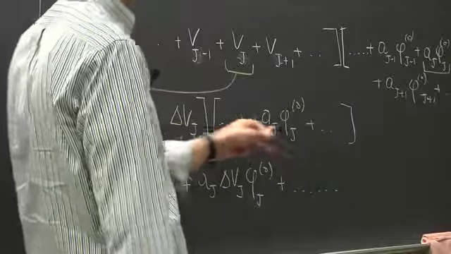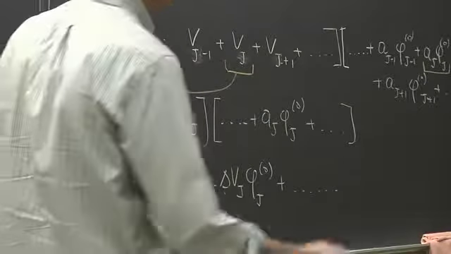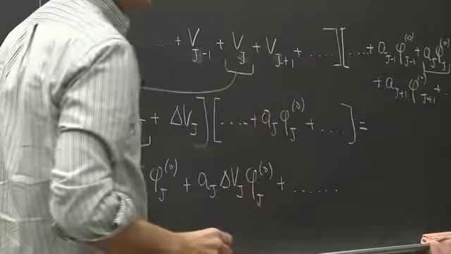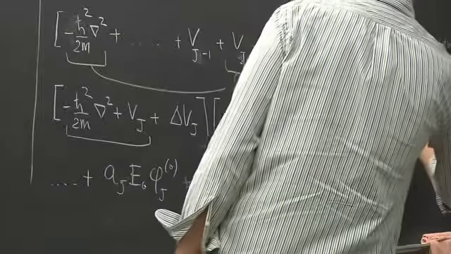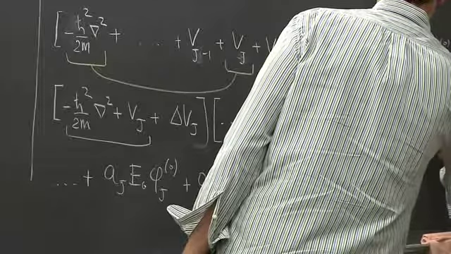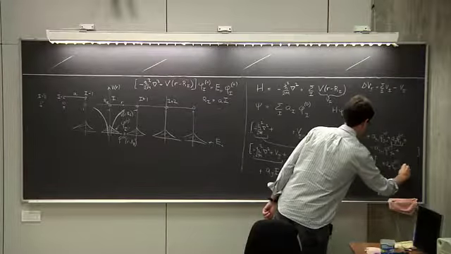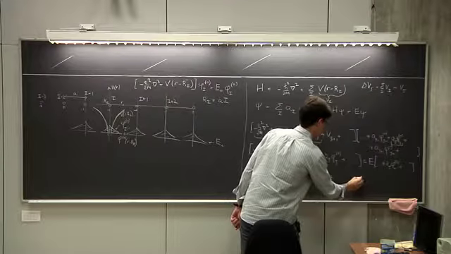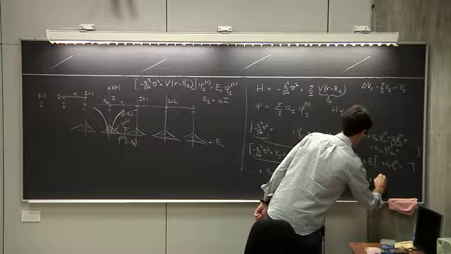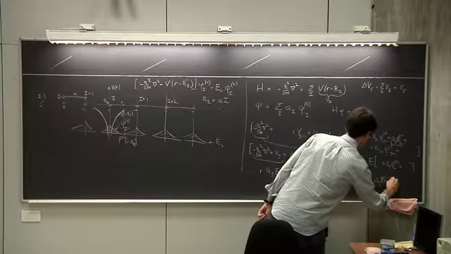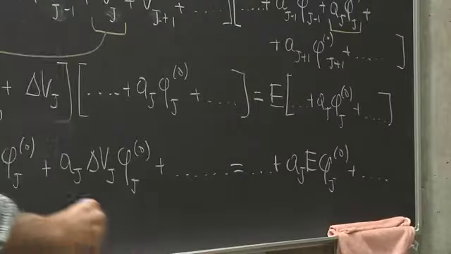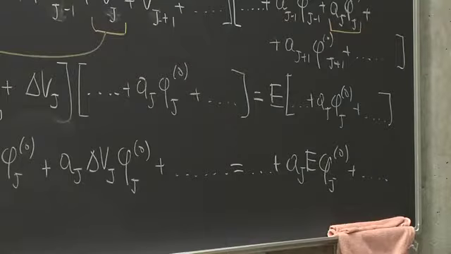This is the left-hand side. The right-hand side is quite trivial, because the right-hand side is only a number times phi j. So it's E times, which I can therefore write as, right? Notice there's an equality here.